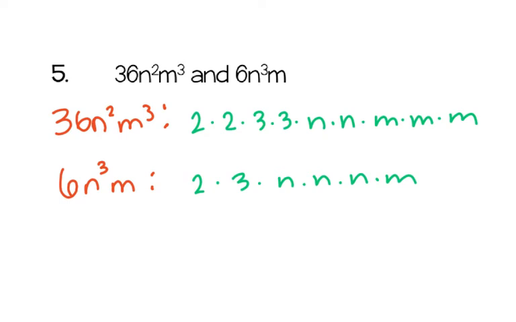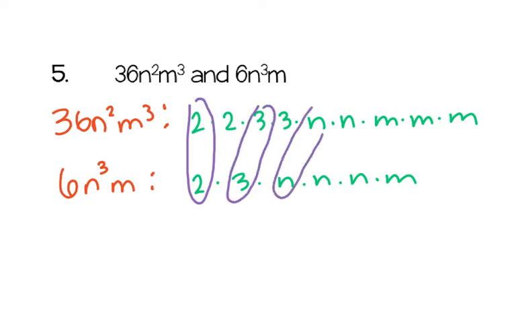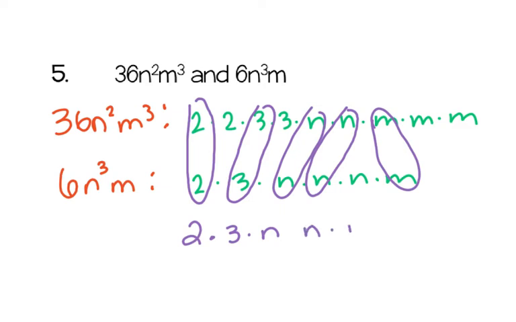And so you go and you look for what do they have in common. And so I see that they have 2, 3, n, m. And so my greatest common factor, I'm going to multiply all of those together. And so I'm going to have 6n to the second m. And so that would be my greatest common factor. You can also write that as 6m n squared. That's actually better because it's in alphabetical order. I'm not going to worry about that, and you don't have to either, but that is something that we will eventually take a look at.